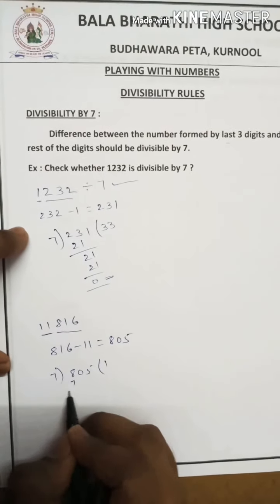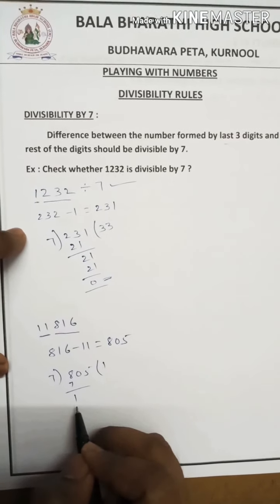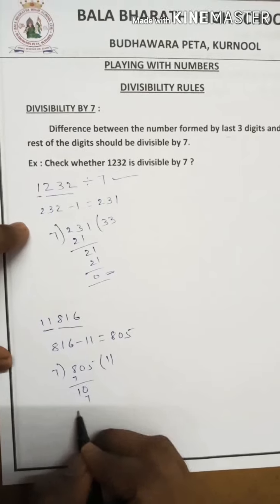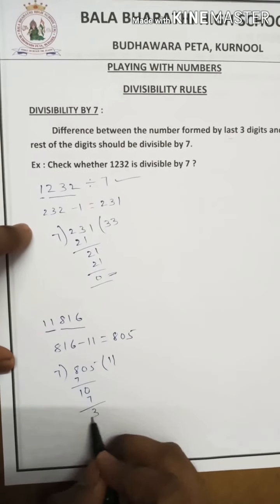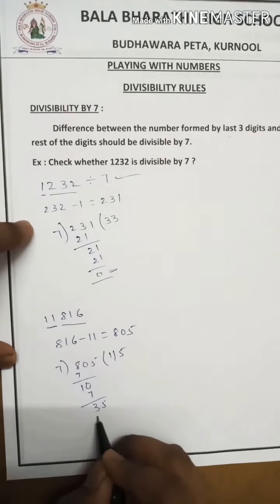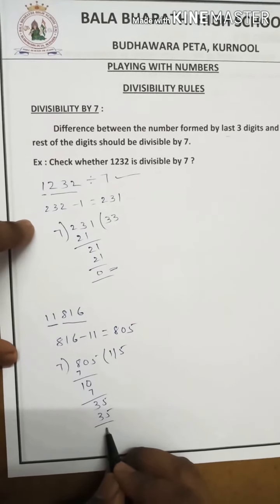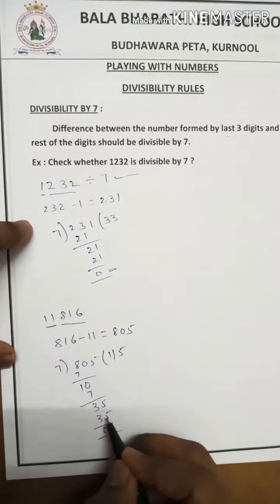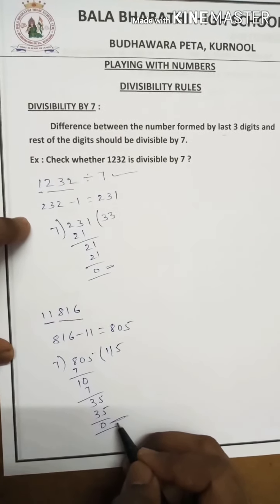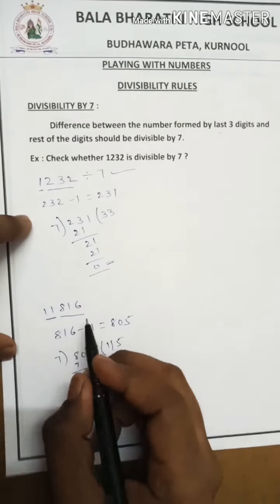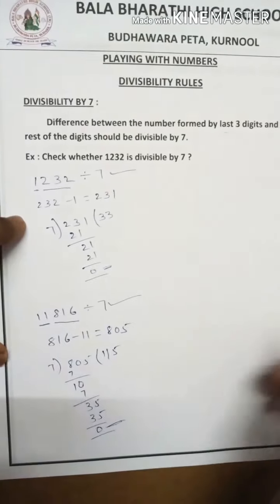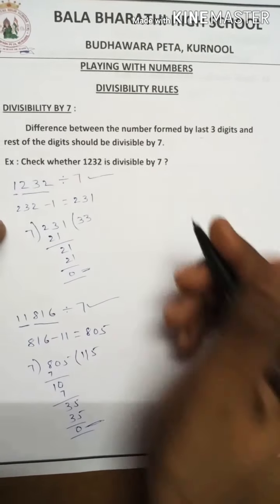Now let us check whether 805 is divisible by 7 or not. 7 ones are 7. 8 minus 7, remainder is 1. Bring down 0. Again 7 ones are 7. 10 minus 7 is 3. Bring down 5. 7 5s are 35. Remainder is 0, right? So 35 minus 35 is 0. So we got remainder 0. So from this we can say that 11,816 is divisible by 7. Let us see some more examples.